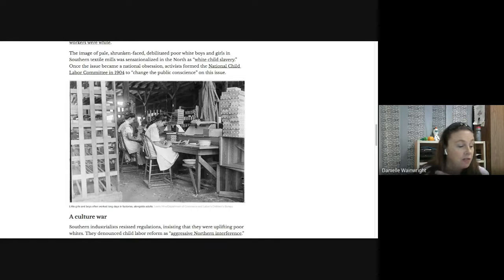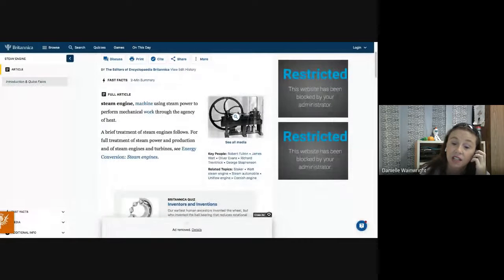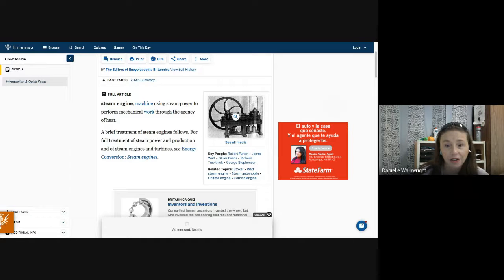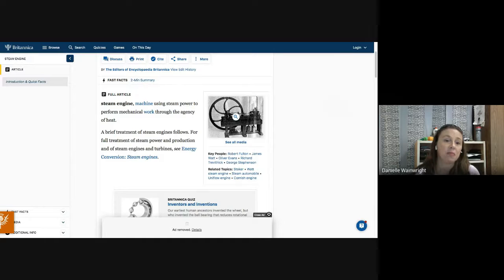This time I'm going to show you a different article. This is a text just on Encyclopedia Britannica, just an entry. But I want you to think of what would be a good headline for this. So the article says, steam engine, machine using steam power to perform mechanical work through the agency of heat. A brief treatment of steam engines follows. For full treatment of steam engine power and production and the steam engine and turbines, see energy conversion steam engines. So I have hidden the title of this entry for you, but what do you think this title might be?